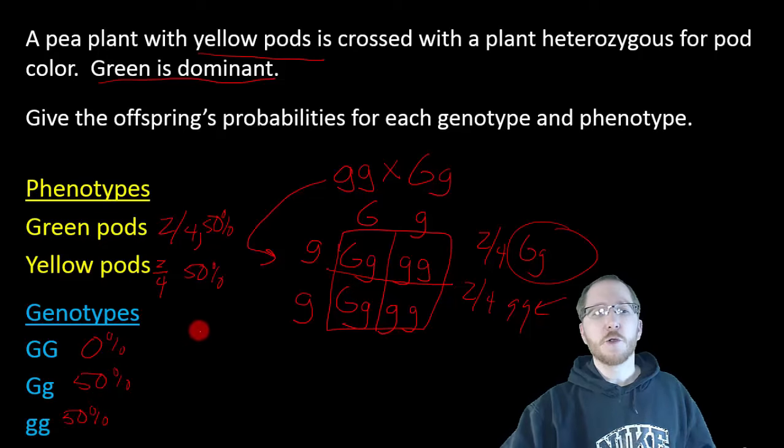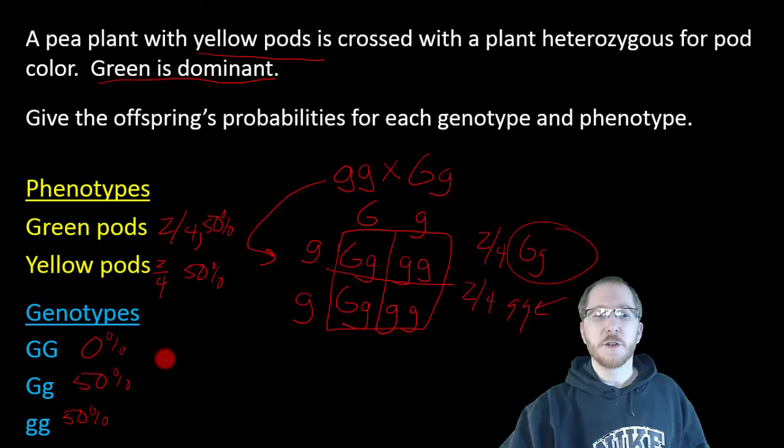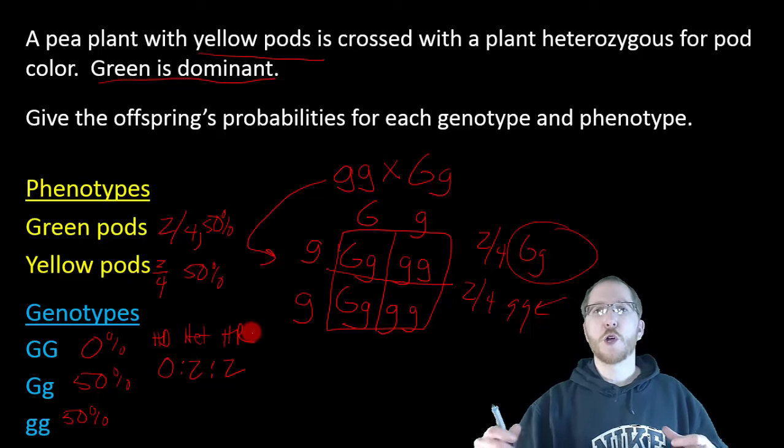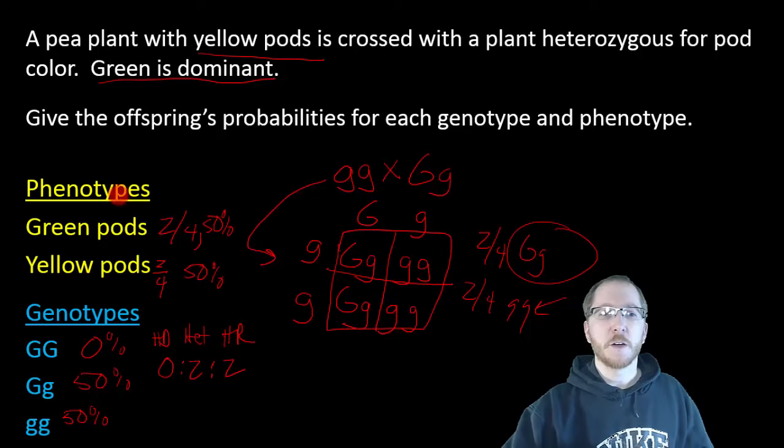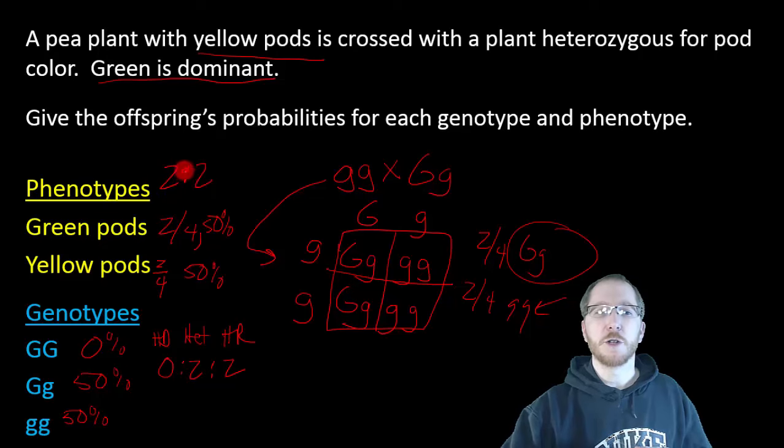Now, there's different ways you can write this. Like for the genotype, for instance, you can also write 0 to 2 to 2, where you typically do homozygous dominant, heterozygote, homozygous recessive. So you work your way from the most dominant to the most recessive genotypes. You can also write the same thing for phenotypes, where you do dominant to recessive, so 2 to 2.